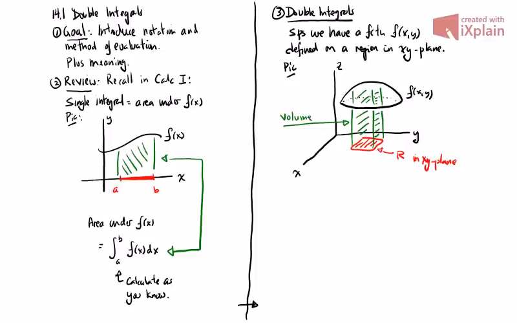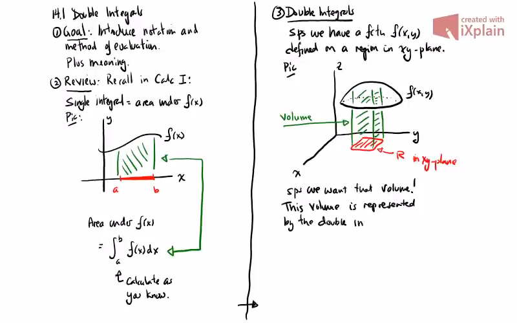If you take a second look at these two pictures, we have a function in both. We have an interval on the left and a region on the right. On the left we get an area, on the right we get a volume. So suppose we wanted that volume. We represent it by a double integral. This volume is denoted by a double integral over R of f of xy dA.